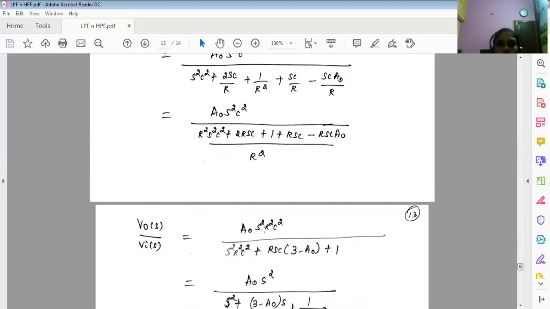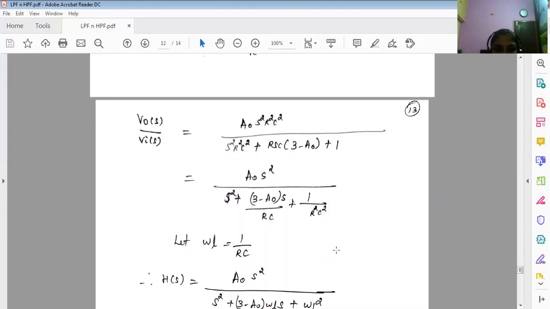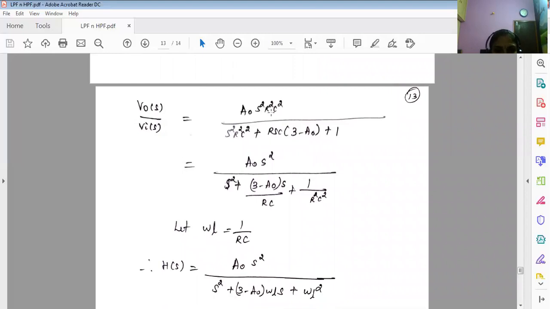naught into S square R square C square divided by S square R square C square plus RSC. Since I already have two RSC over here, and then one more RSC, which is 3 times RSC, and this is also RSC, clubbing this and this component, I'll get RSC into 3 minus A naught, plus 1. So now simplifying this, moving this R square C square to the denominator, you'll get A naught S square divided by S square plus 3 minus A naught into S divided by RC plus 1 by R square C square.